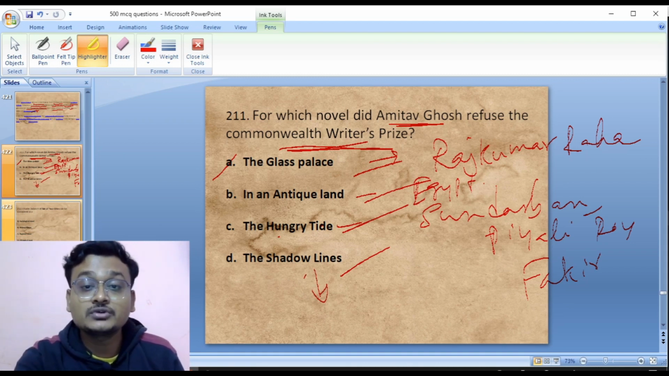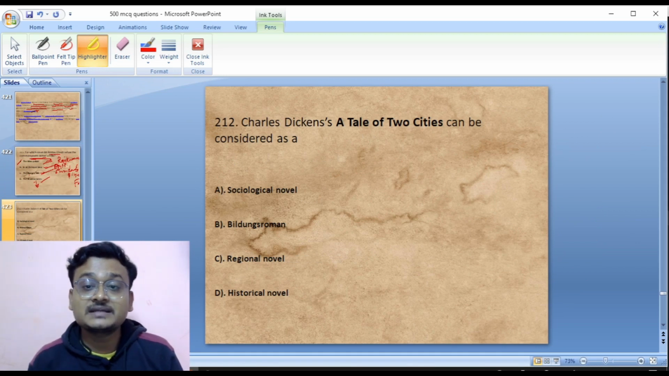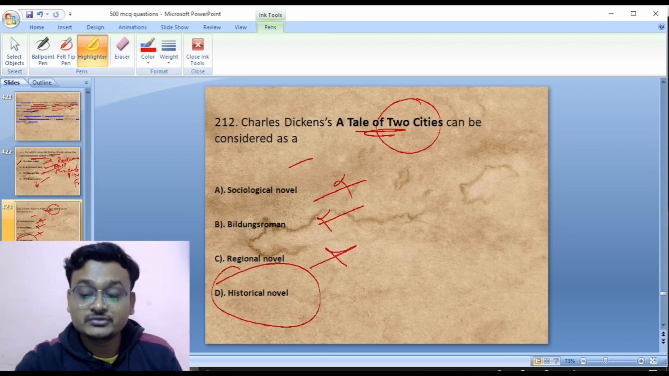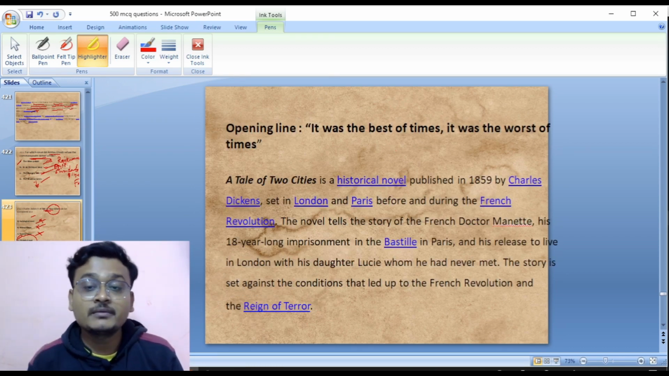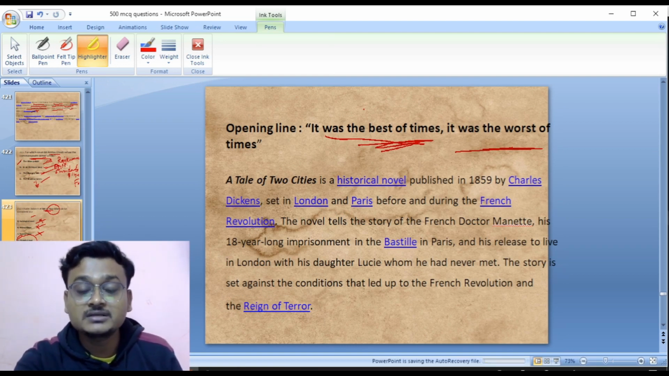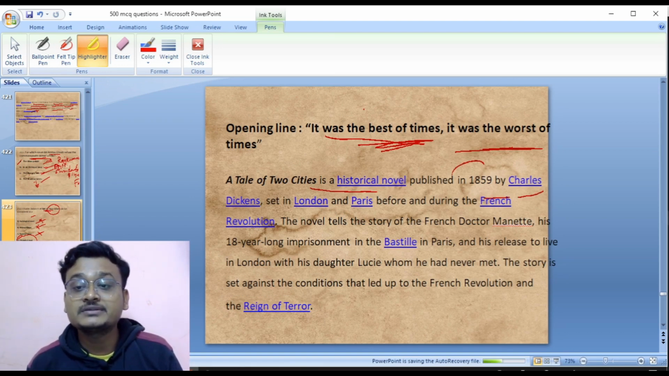Okay, move to question number 212. Charles Dickens' A Tale of Two Cities can be considered a sociological novel, Bildungsroman, regional, no, it is a historical novel. The famous opening line is "It was the best of times, it was the worst of times." A Tale of Two Cities by Charles Dickens is a historical novel published in 1859.